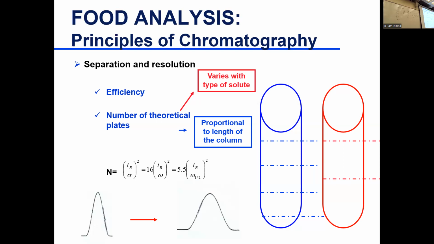How do I determine the theoretical number? That's a very good question. It is here. N equals retention time over sigma, which is equivalent to, this is the width, and this is your retention time, and you can actually calculate that.